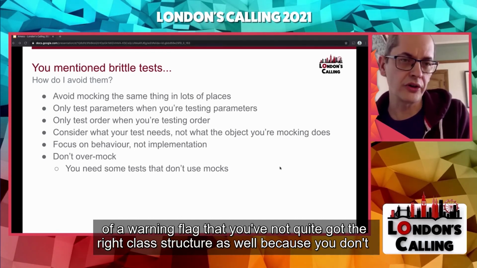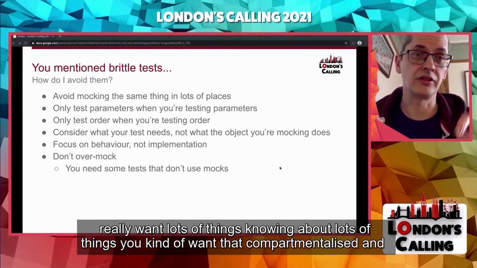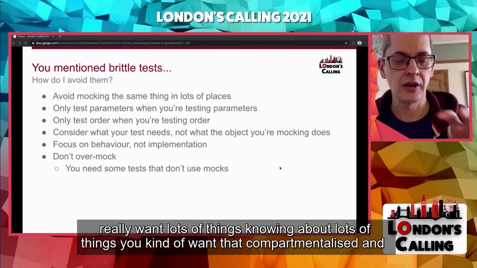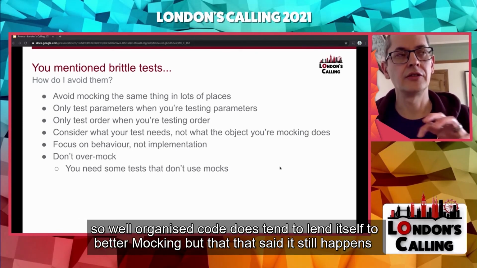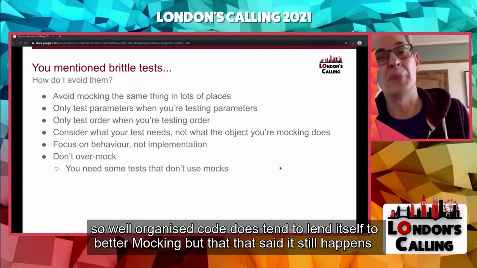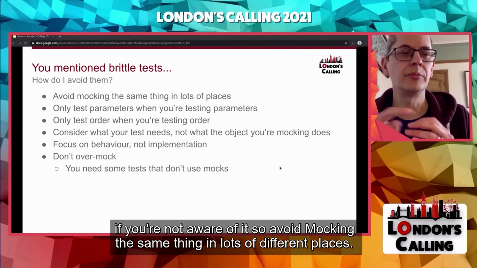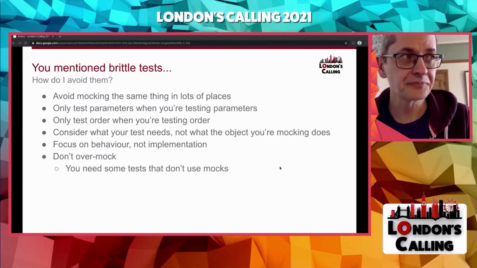It's probably a bit of a warning flag that you've not quite got the right class structure as well, because you don't really want lots of things knowing about lots of things. You kind of want that compartmentalized. And so well-organized code does tend to lend itself to better mocking. But that said, it still happens if you're not aware of it. So avoid mocking the same thing in lots of different places.